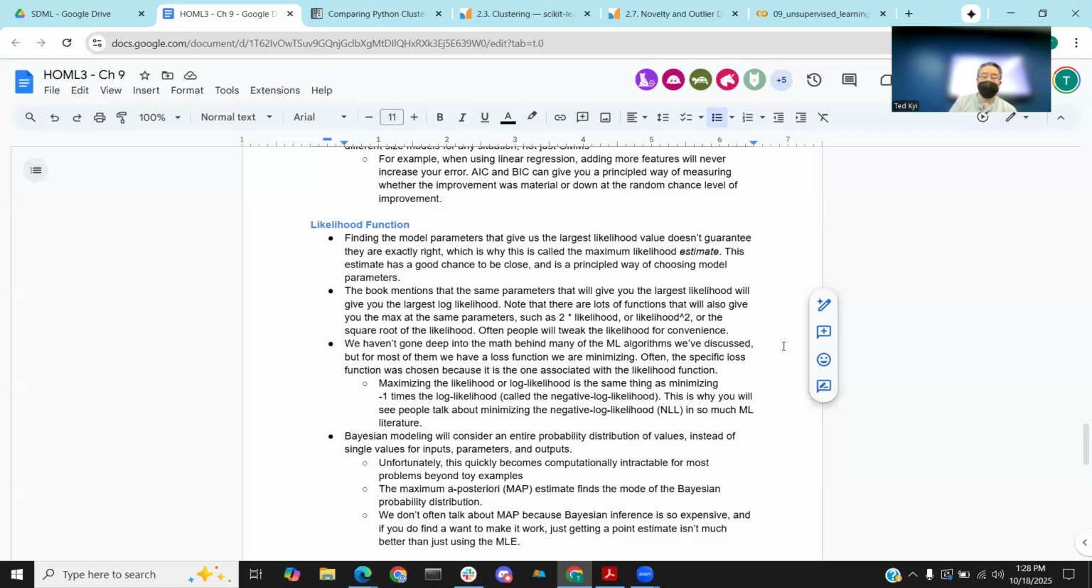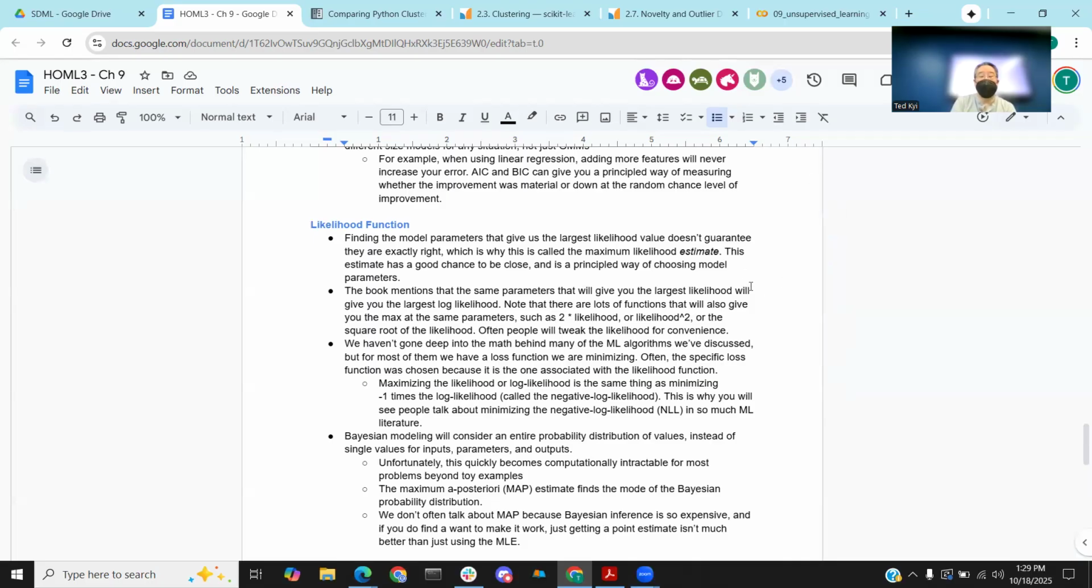And so this is the whole maximum likelihood estimation business, where we're looking for the set of parameters that gives us the greatest chance of producing this data. It's an estimate. It does not mean that these parameters are right. It just means that this is a principled way of choosing this particular set of parameters and not slightly higher or slightly lower.